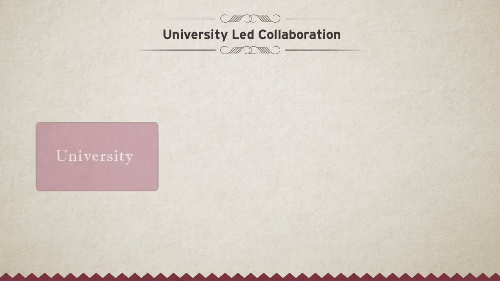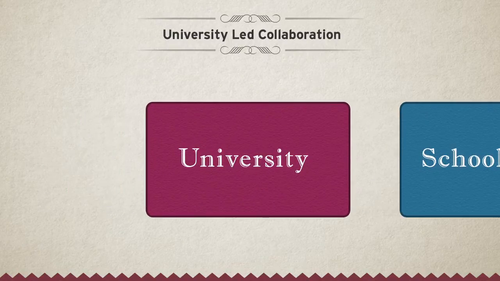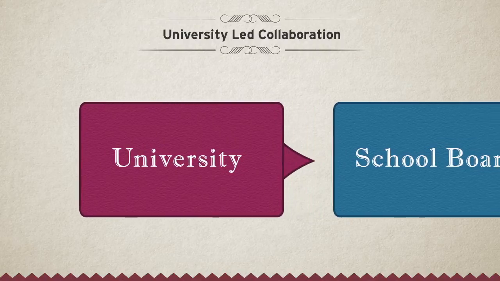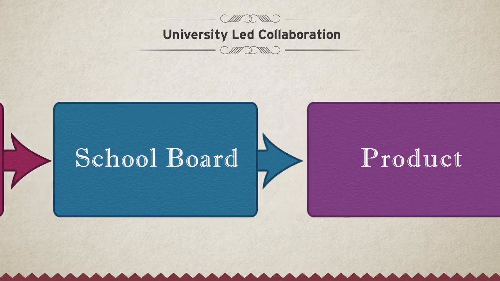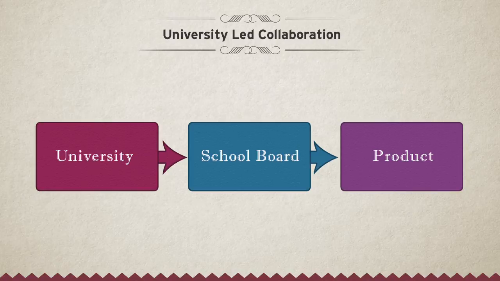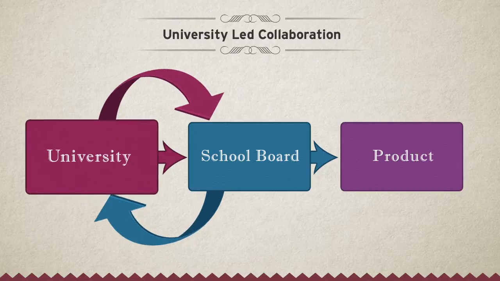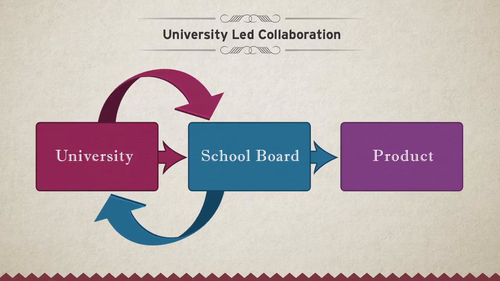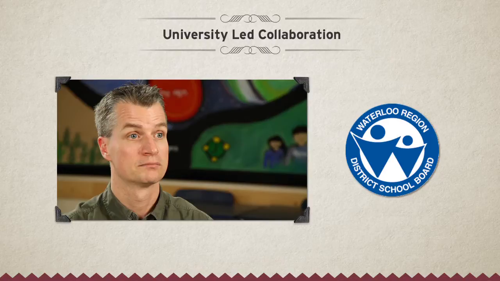Perhaps the most commonly occurring model of collaborative research between universities and school boards is university-led collaboration. In this model, the research is initiated by the university and data are collected from the schools. Until recently, schools had been restricted to the role of simply providing data, but now have begun to help shape the research as well. The key characteristics of this model, however, are that the university initiates and leads the research and its overall agenda. Martin Lacoste from Waterloo Region District School Board will explain a university-led project in which he participated.